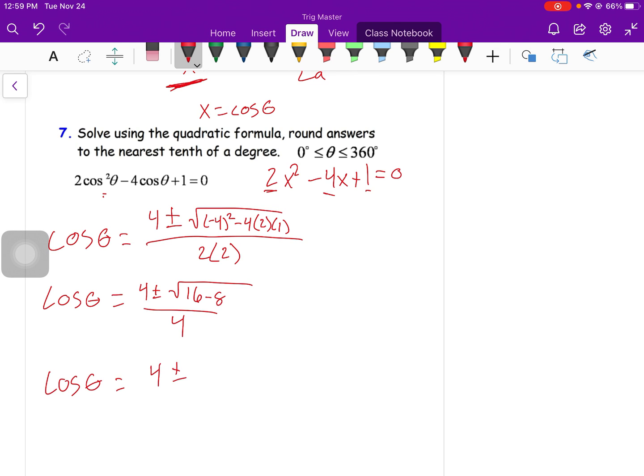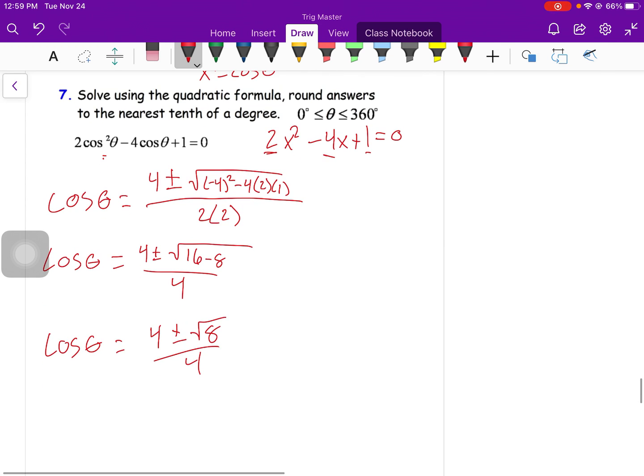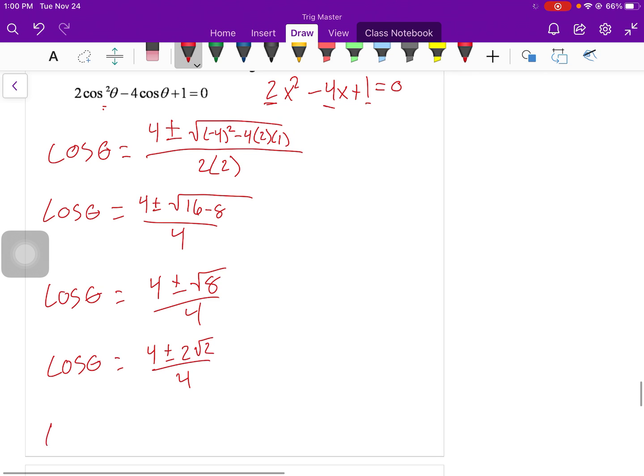Cosine of theta is going to equal 4 plus or minus the square root of 8 over 4, if you take 16 minus 8. Now you need to simplify that square root. So that square root is the same thing as 2 square root of 2 over 4. The reason I know it's 2 square root of 2, if you do your factor tree with 8, it's 4 times 2. Square root of 4 breaks out to a positive 2.